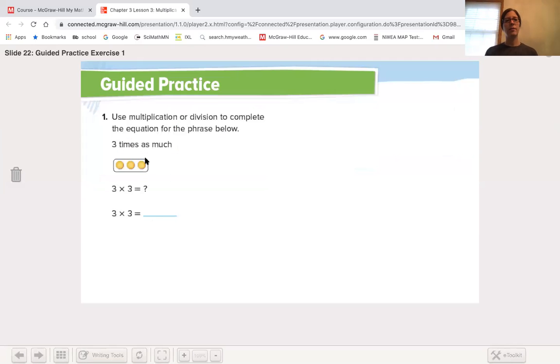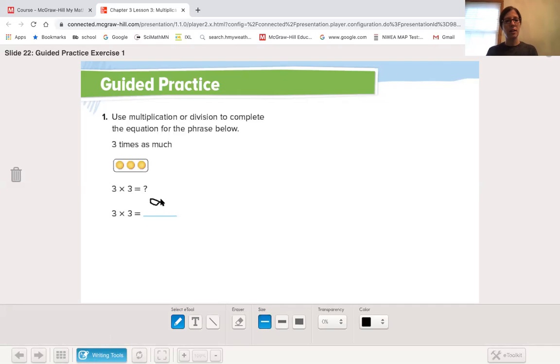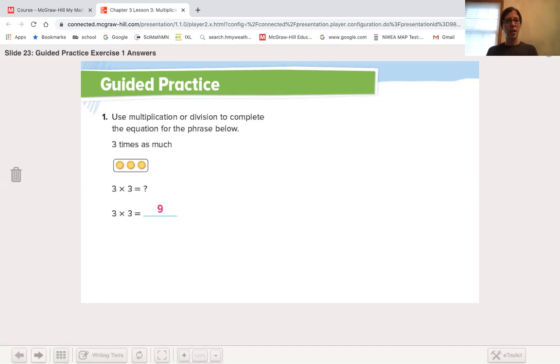Now let's try together, okay? So we're going to use the multiplication or division to complete the equation. Now this one's kind of obvious. It's so obvious that you're like, am I doing this right? 3 times as much. So I have 3. They want to know what 3 times as much is. So I'm thinking, well, 3 times as much as 3 is right here. So what is that fact? 3 times 3 is the number 9. Awesome. We did it. Hooray.